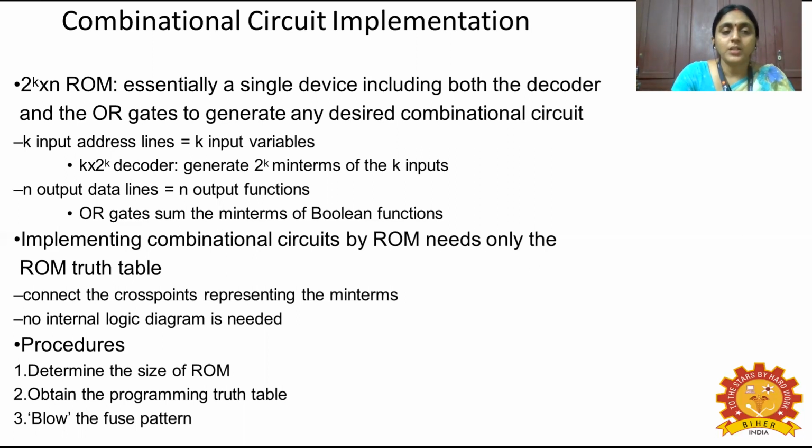And implementing combinational circuits by ROM needs only the ROM truth table. So here it connects the cross points which represent the minterms. And we can see no internal logic diagram is needed to explain. The procedures are to determine the size of the ROM first, then obtain the programming truth table, and at last blow the fuse pattern.